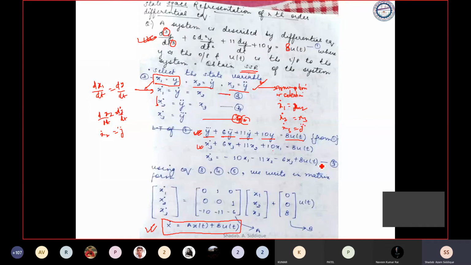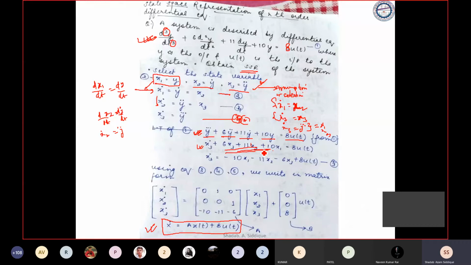Now you will have a doubt: sir, why have we not taken x2 dot for y double dot? Why have we not taken y dot is equal to x1 dot? See, what we are trying to do: we got x1 dot and x2 dot in terms of x1, x2, x3, but x3 dot we got in terms of y. We want to replace this y, so we replaced it with x1, x2 and x3. That's why we have replaced it.